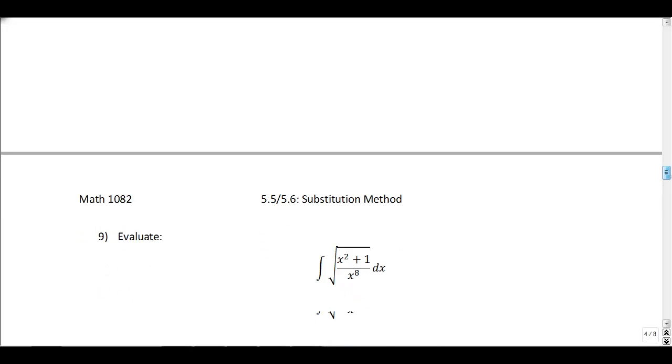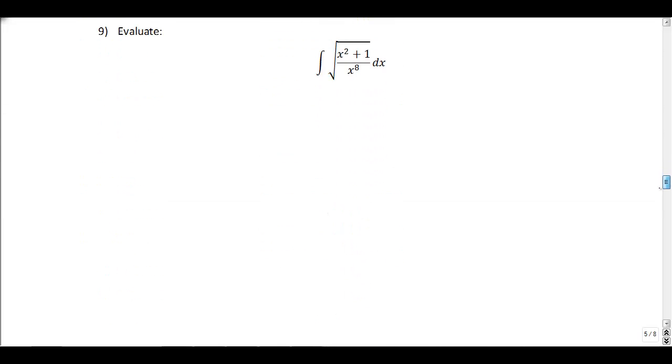Next one. Okay, so we've got a square root. We're going to do an antiderivative of square root of x squared plus 1 over x to the 8th. Now, this one there's a bit of a trick to. And what I'm going to do is rewrite this before I do the antiderivative.